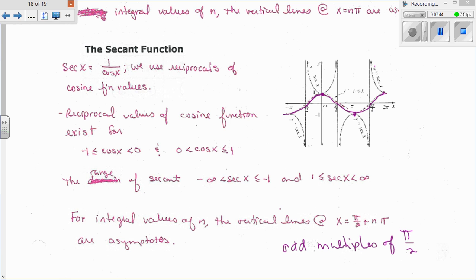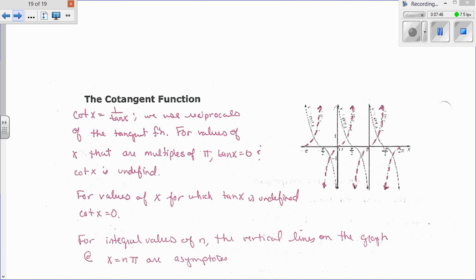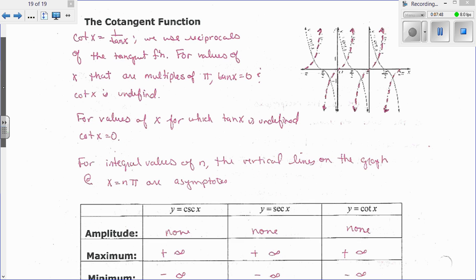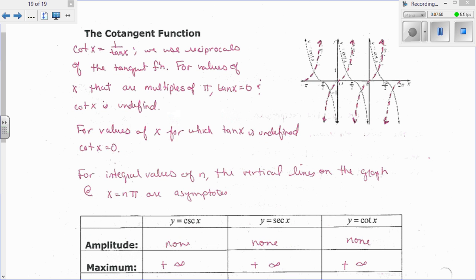All right, cotangent. Cotangent's 1 over tangent x. We use reciprocals of the tangent functions for our values of x that are multiples of pi, and tan x is equal to 0, and that would be when cotangent is undefined. For values of x for which tangent is undefined is when cotangent is equal to 0.